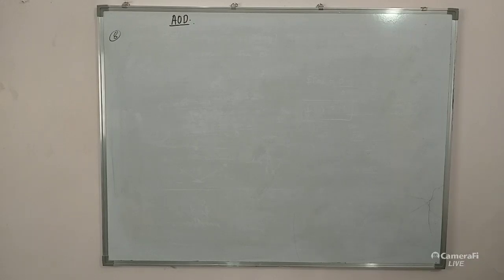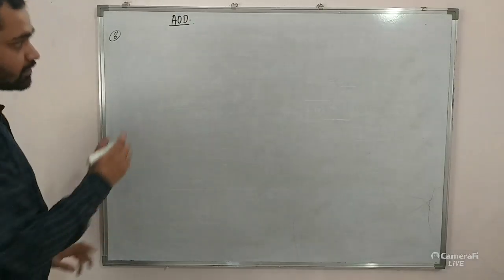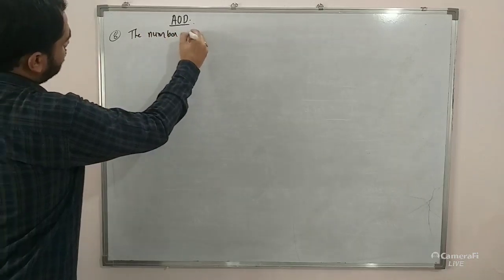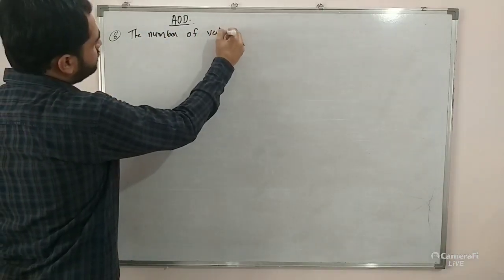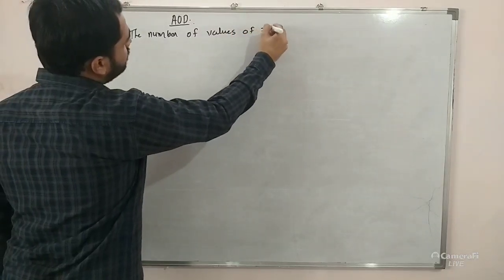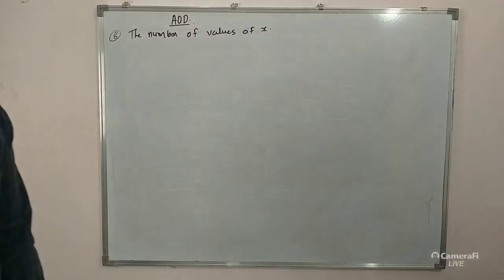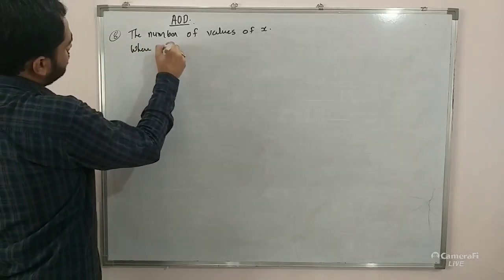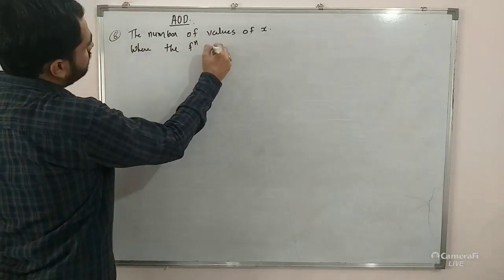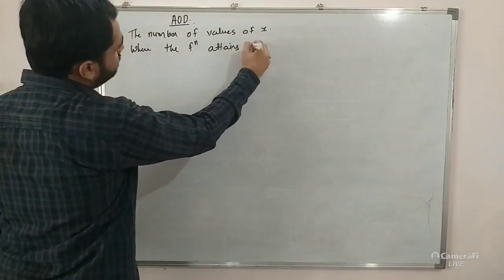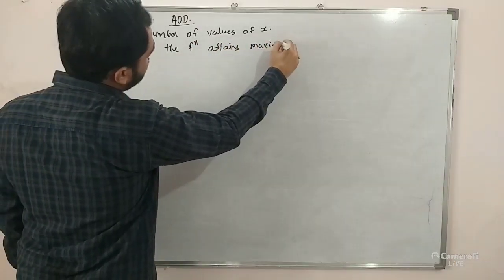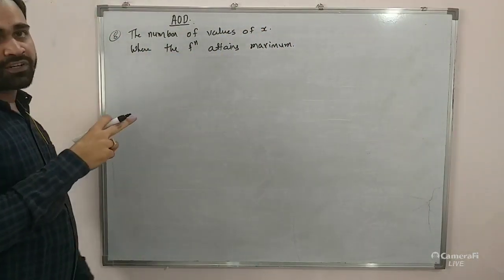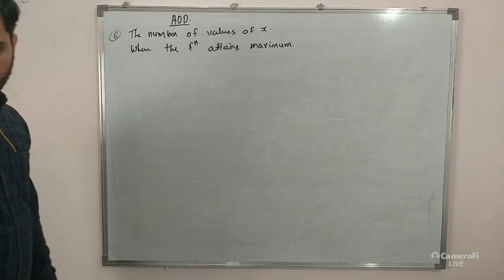देखो क्वेश्चन अच्छे से समझना. The number of values of x where the function attains maximum. It means they are asking for the number of maxima points. They are asking for the number of maxima points, right?